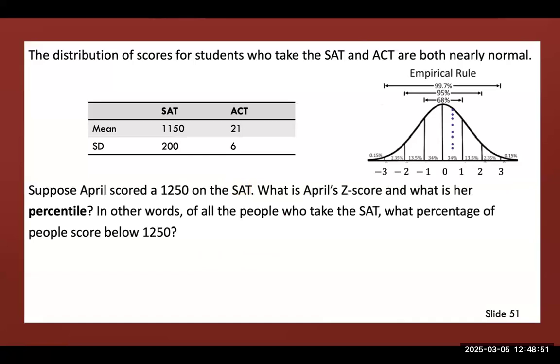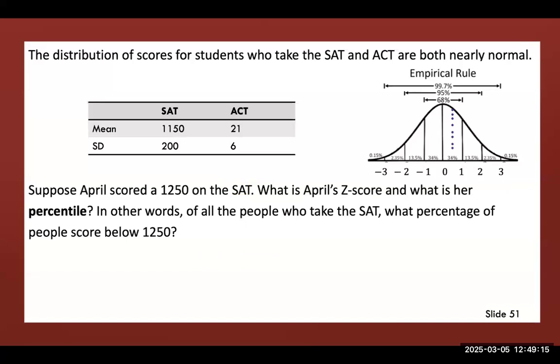In the last video on the normal distribution, we ended on this problem. The problem says, suppose April scored a 1250 on the SAT. What is April's Z-score and what is her percentile? In other words, of all the people who took the SAT, what percentage of people scored below a 1250? That is the same thing as a percentile.